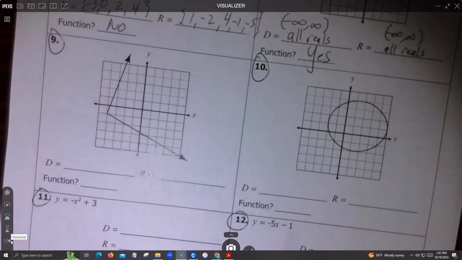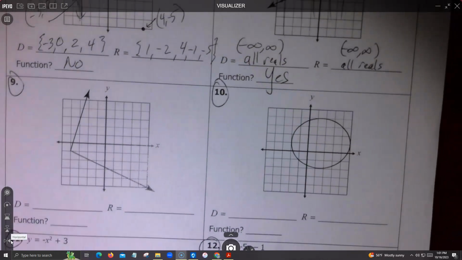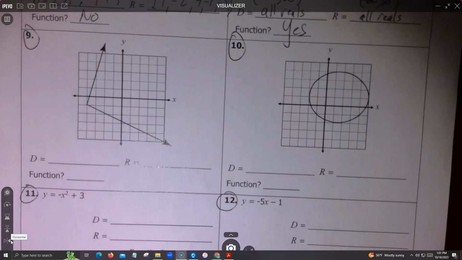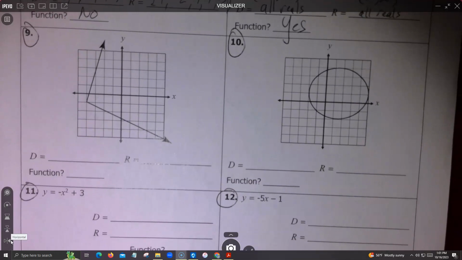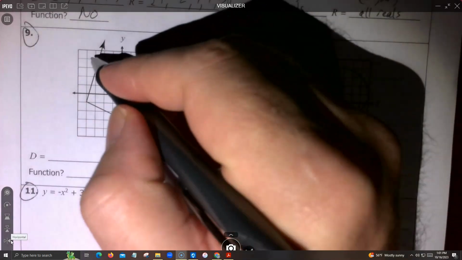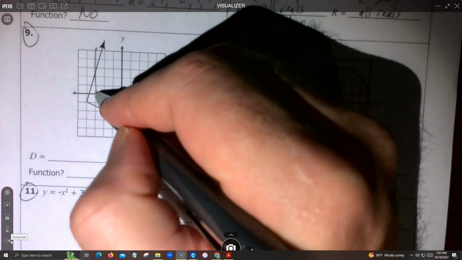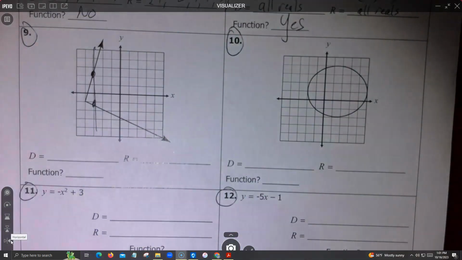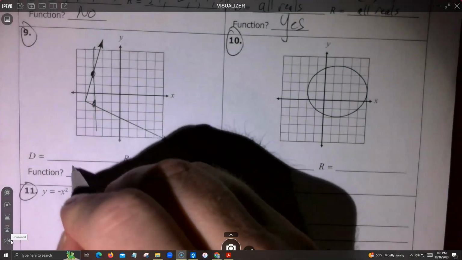All right, so we're doing a couple of examples where we're going to have some crazy graphs. All right, so here's a crazy graph. First of all, is this a function? The answer is no, because if I were to put a vertical line test in right here, here and here would fail it. So we're going to put down no.